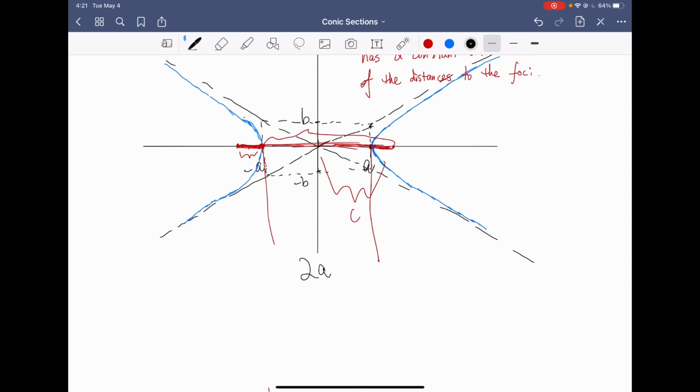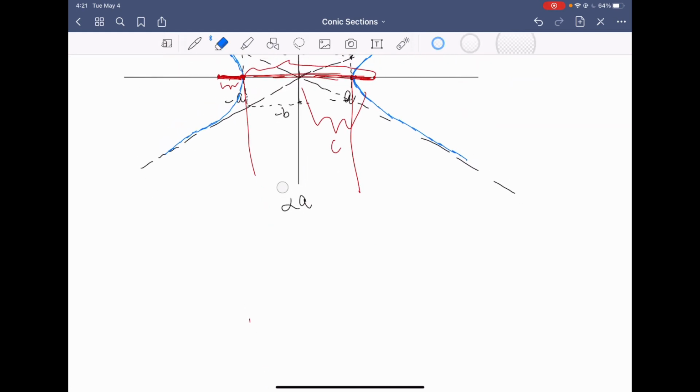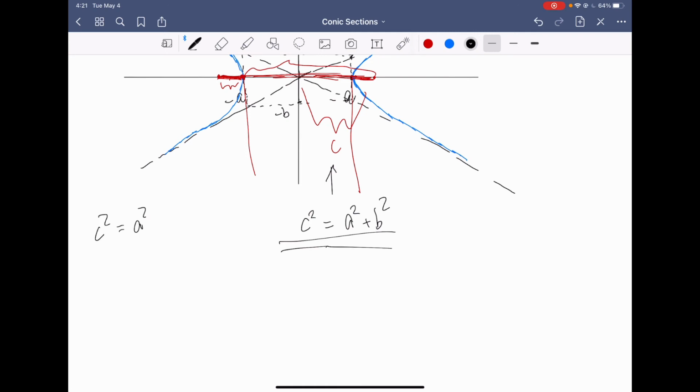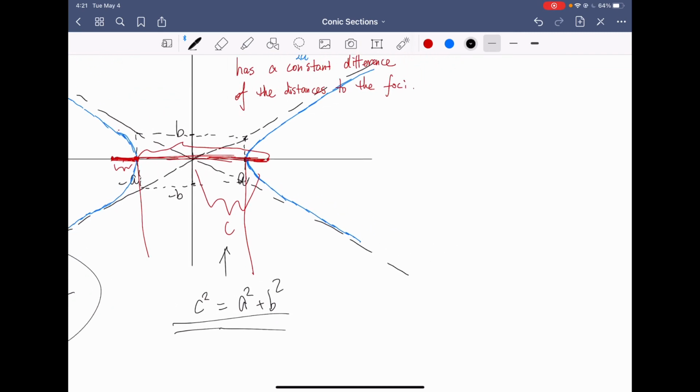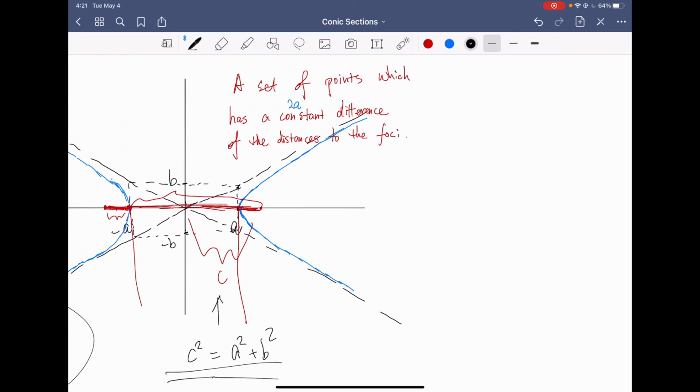of the hyperbola. So c, in relation to a and b, as you might have guessed, is that c squared is equal to a squared plus b squared. And that it's very similar to c squared is equal to a squared minus b squared in ellipses. Alright, let's not get distracted by ellipses and let's continue on with our thing.